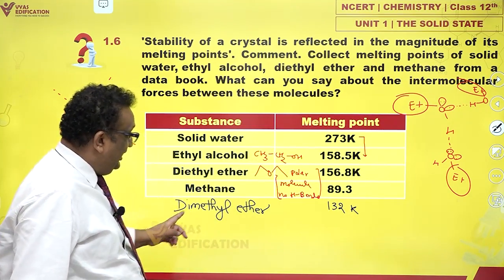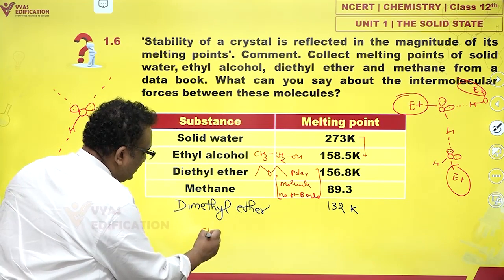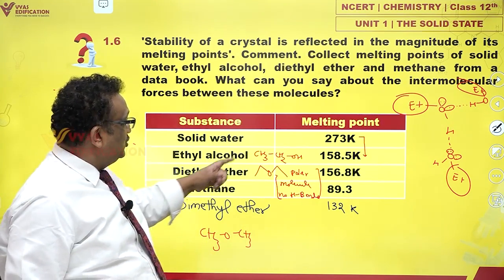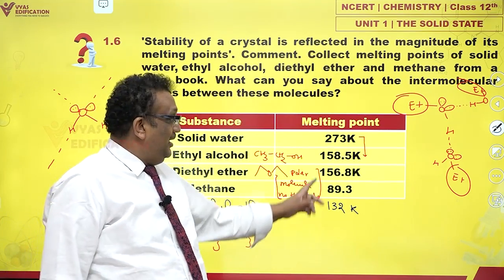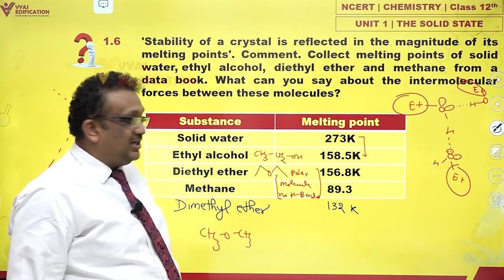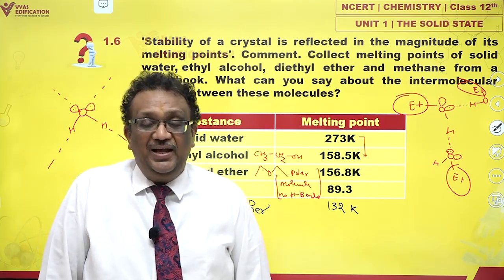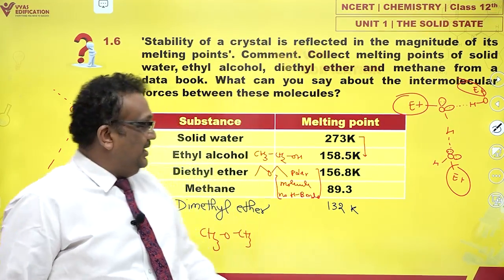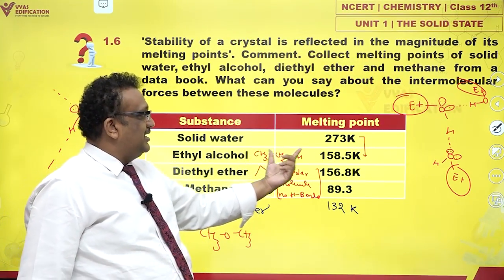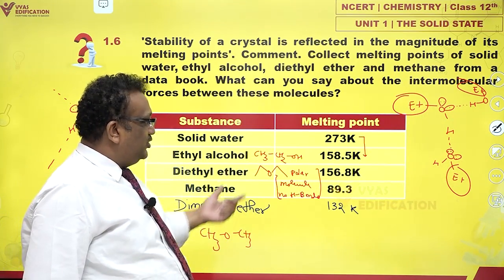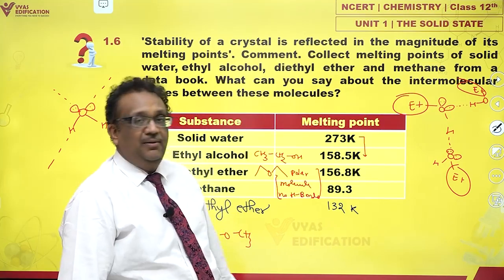Honestly, had it been dimethyl ether, CH3OCH3, which is actually an isomer of ethyl alcohol, and that has a melting point of 132 Kelvin, which again is at least 26 Kelvin lesser as compared to alcohol. This would have been a more clean or a fair comparison. See, in this case there is hydrogen bonding, and in this case there is no hydrogen bonding, and they are isomers, and melting point substantially comes down.